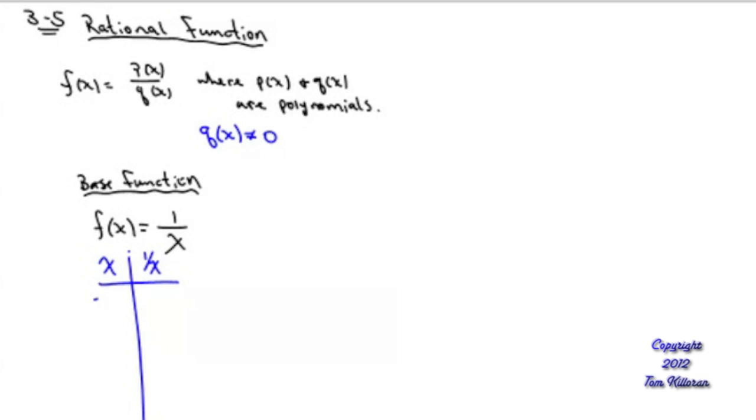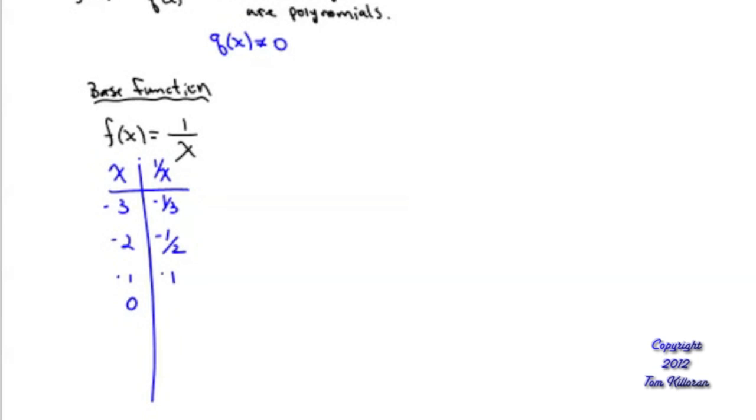I would start with -3. If I take -3 and plug it into 1 over x, what do I get? Negative 1/3. These should be easy. -2 gives you negative 1/2. -1 gives you 1 divided by -1, which is -1. If I take 0, undefined.